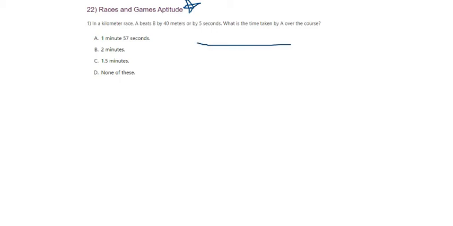So if this is a race, A, and this is B. So suppose 40 meters is your B, A beats B. So your A is beating B by 40 meters and by 5 seconds.